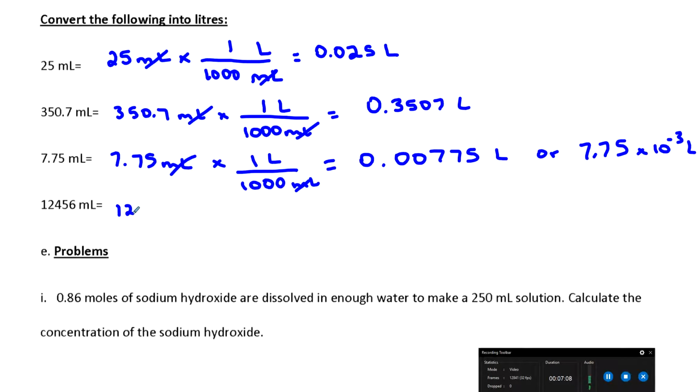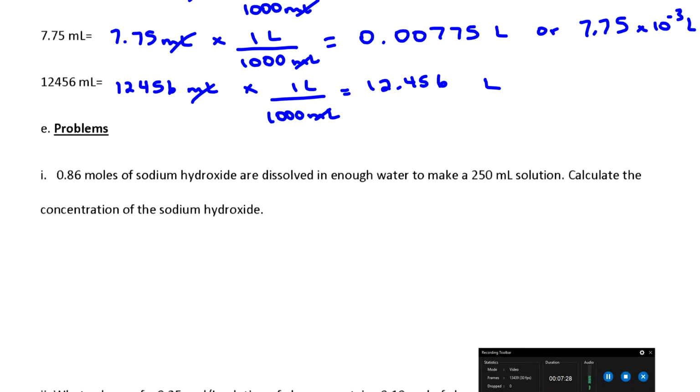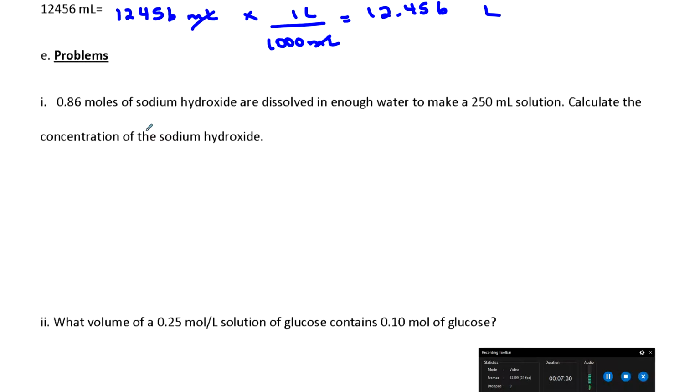And finally, this guy here. If we move our decimal place over 3 spots, we get 12.456 liters. So that's a conversion you'll be doing a lot of. Let's give this a try, use our formula and see how these work. I think you'll find them very straightforward.